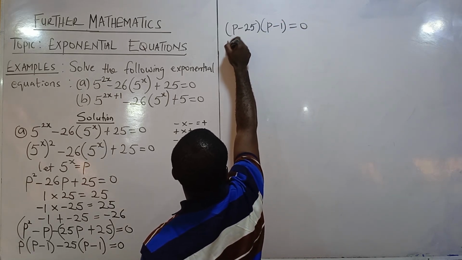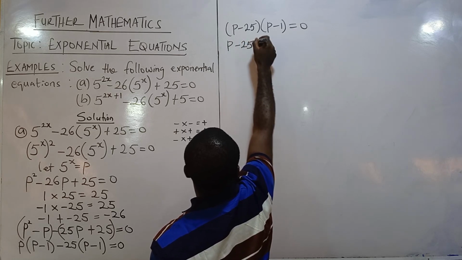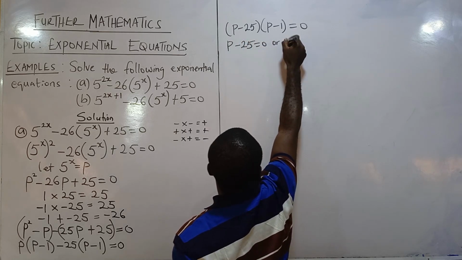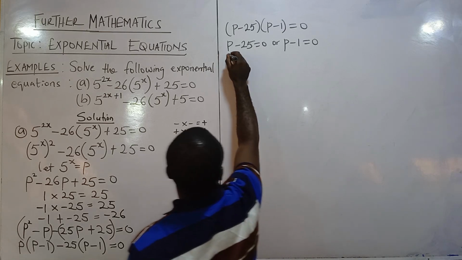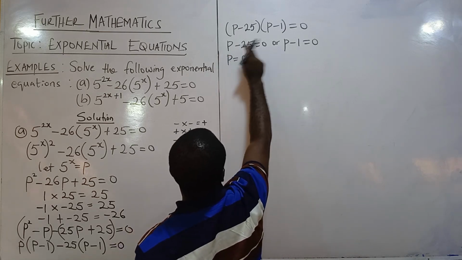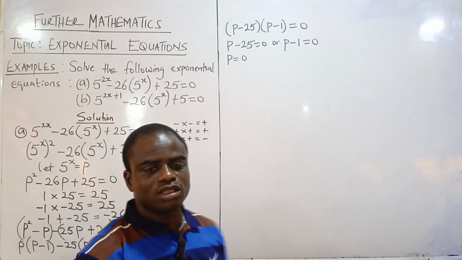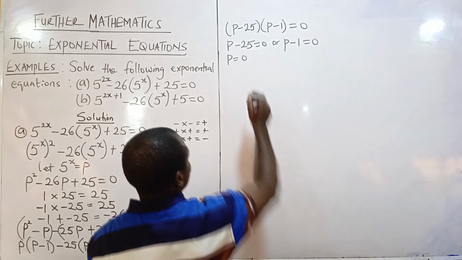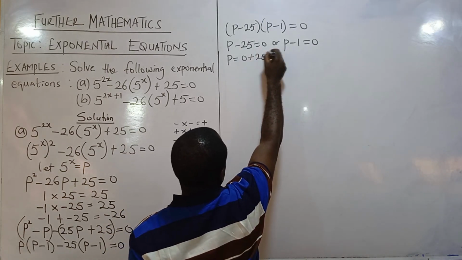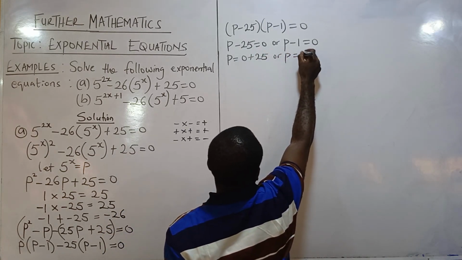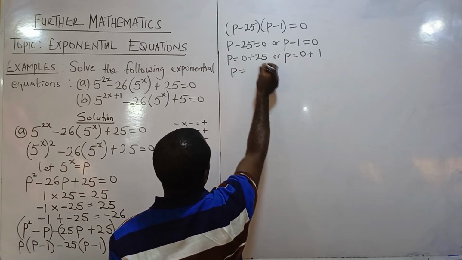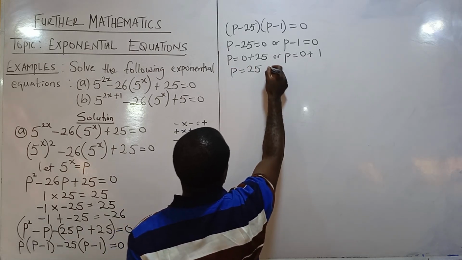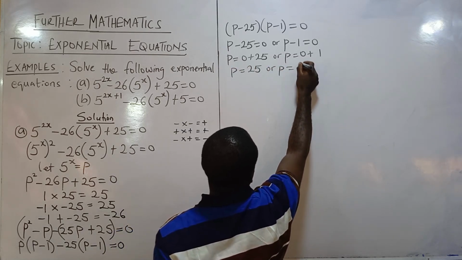Now we say p minus 25 equals 0, or p minus 1 equals 0. Now you have p equals 0 plus 25, since minus 25 crossing the equal sign turns to positive, or p equals 0 plus 1. So p equals 25, or p equals 1.